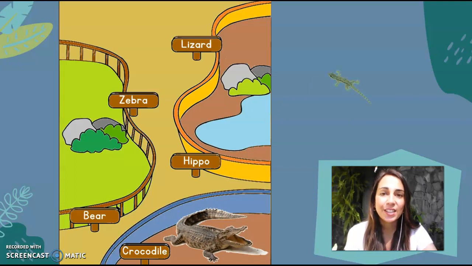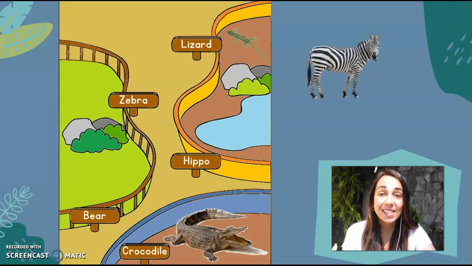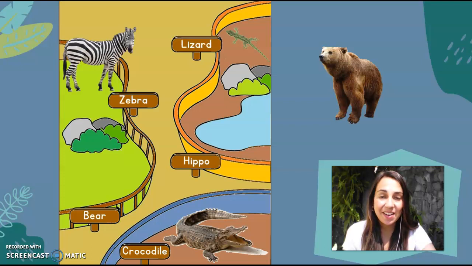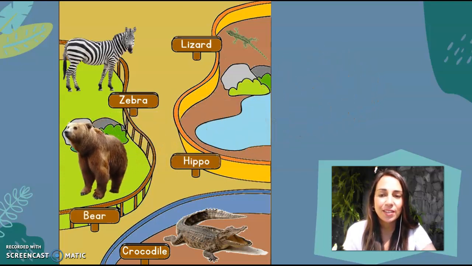A lizard. It is a lizard. And where is the sign that says lizard? Here, very good. So the lizard goes over there. Very good. Okay, our next animal is a zebra. And where is the sign that says zebra? That one, very good, over there. So the zebra goes there. Excellent. And our next animal is a bear. It's a bear. And the sign that says bear is there. Very good. So the bear goes over there.